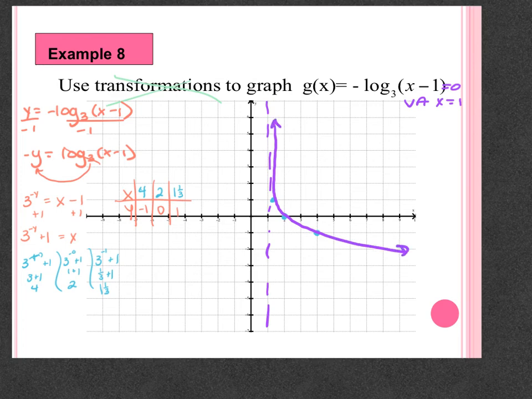If I thought about the parent function of 3 to the x, it would be like this. This is flipped upside down and shifted to the right 1 unit, which matches what we did. So now my domain, it's not 0 anymore, it's 1 to positive infinity. My range, negative infinity to positive infinity. My x-intercept, still the middle point, 2, 0.